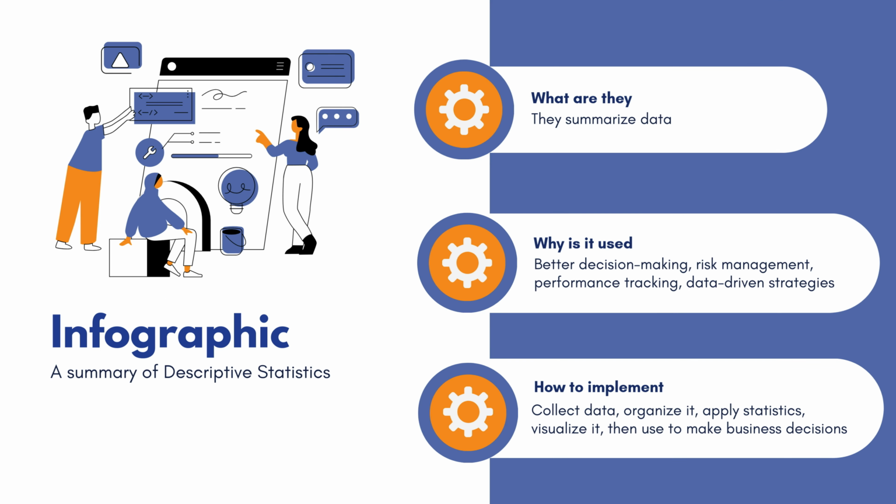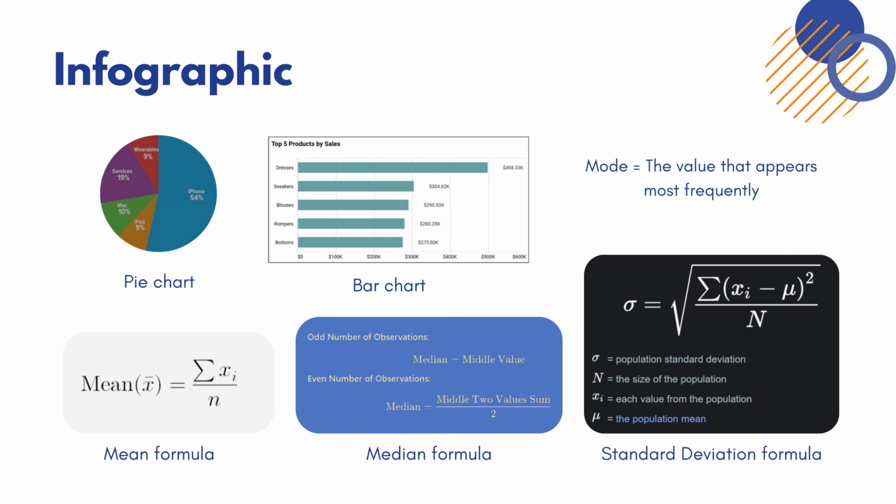Now, how do we present the data that we receive from descriptive statistic? We use infographic, a summary of descriptive statistic. They summarize data and how it is used: better decision making, risk management, performance tracking, and data-driven strategies. And how to implement it? We collect data, organize it, apply statistic, we visualize it, and then use it to make business decisions. For instance, two of the most used infographics are pie chart and bar chart.